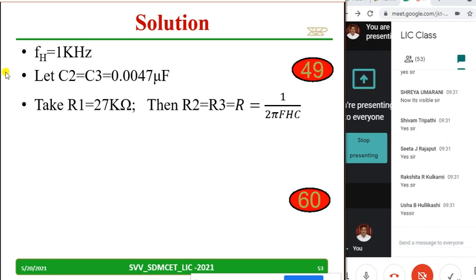Let us take C2, C3 equal to 0.0047 microfarad. Take R1 equal to 27 kilo ohm, R2, R3 equal to R, find out using 1 by 2 pi FC.